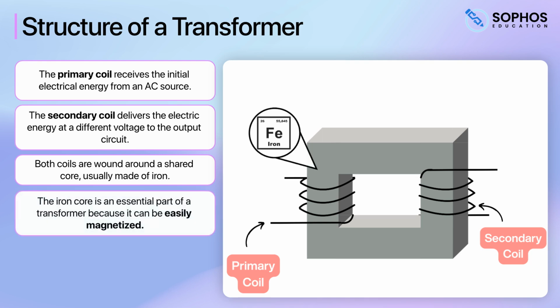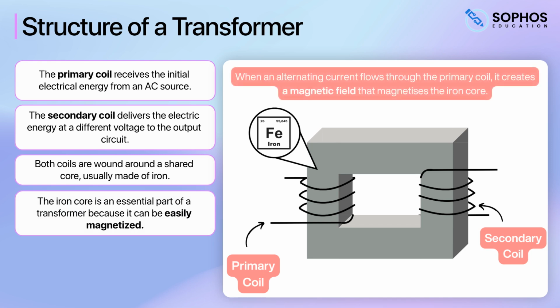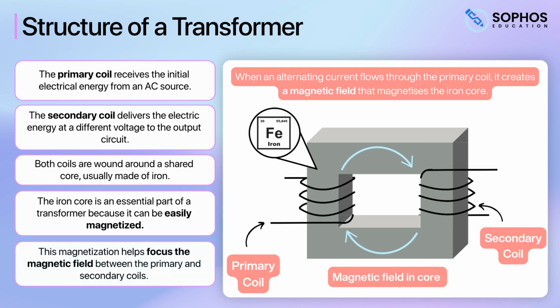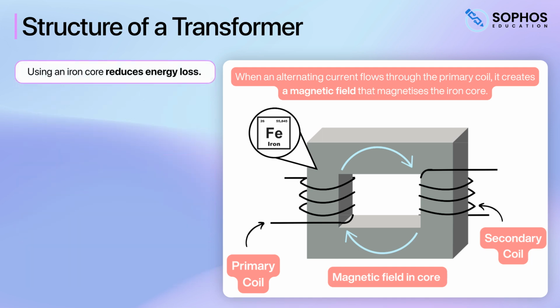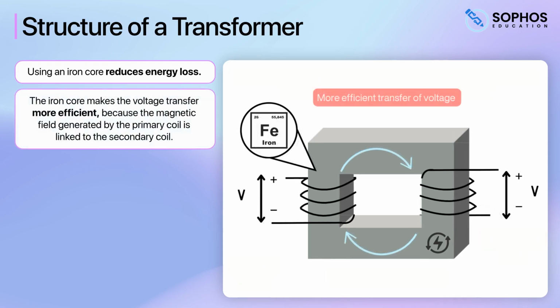The iron core is an essential part of a transformer because it can be easily magnetized. When an alternating current flows through the primary coil, it creates a magnetic field that magnetizes the iron core. This magnetization helps focus the magnetic field between the primary and secondary coils. By using an iron core, the transformer reduces energy loss during the transfer of electrical energy. More of the magnetic field generated by the primary coil is linked to the secondary coil, which allows for a more efficient transfer of voltage.